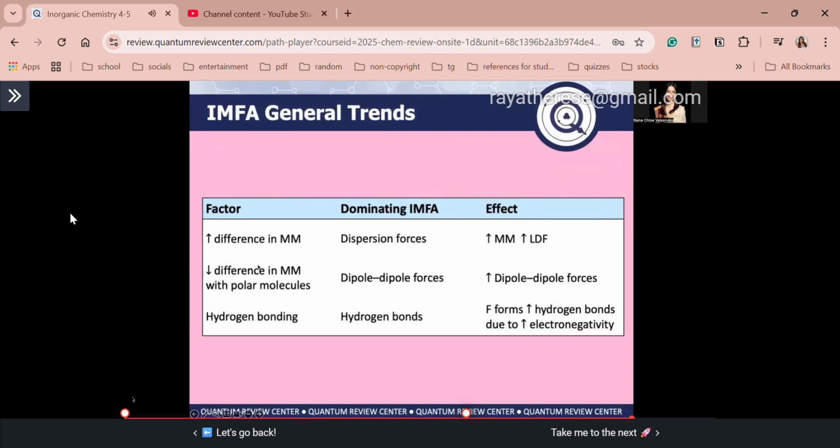Now guys, let's proceed to our general trends in intermolecular forces. There are general trends in IMFAs because stronger forces between molecules mean they are harder to separate. So they boil or melt at higher temperatures.